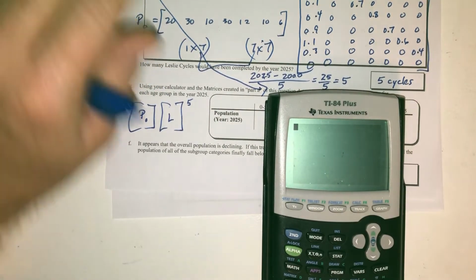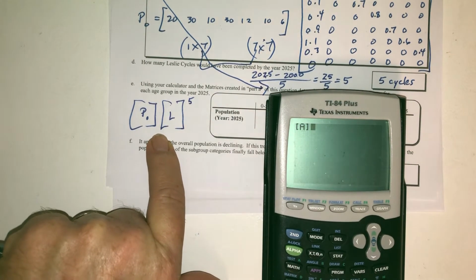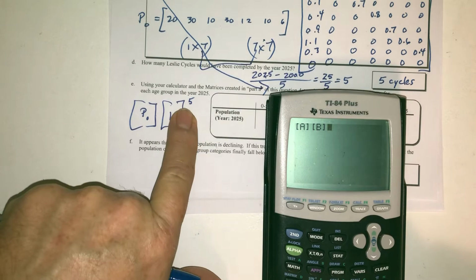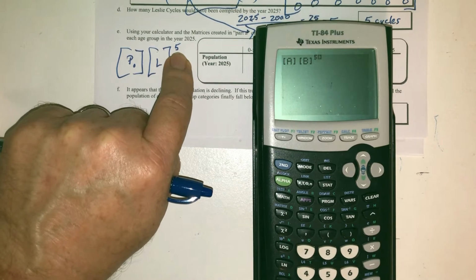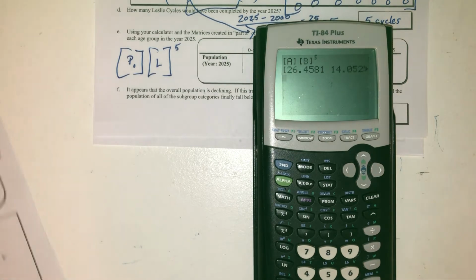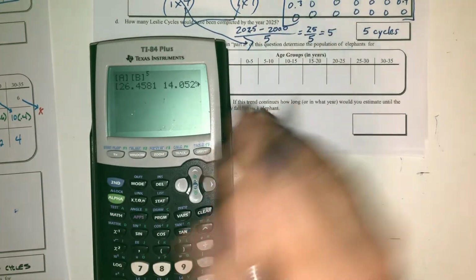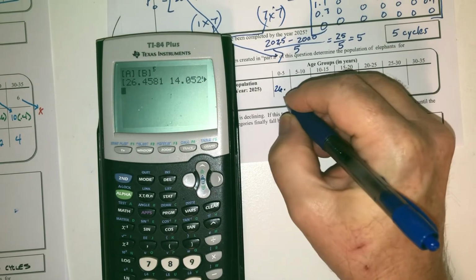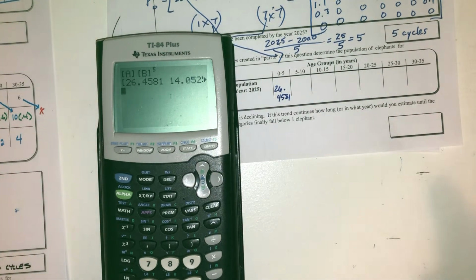So we'll do second quit, and then we're going to come over here and do second matrix. Our population matrix was number 1, and then from second matrix we'll get our Leslie matrix, which we put in 2, and then we're going to raise it to the 5th power. To get it to the 5th power, you press caret and then your 5. When you do, it's going to come back and give us that population matrix. It did a little bit of calculating. The first quantity from 0 to 5 was 26.4581, or if you want to round that to 26, it wouldn't bother me.